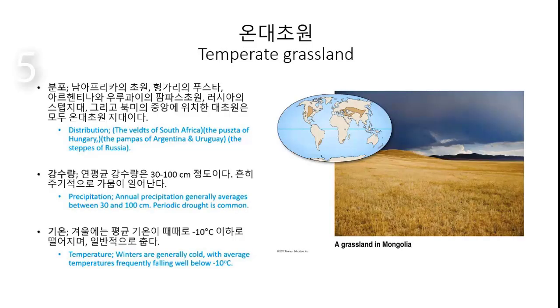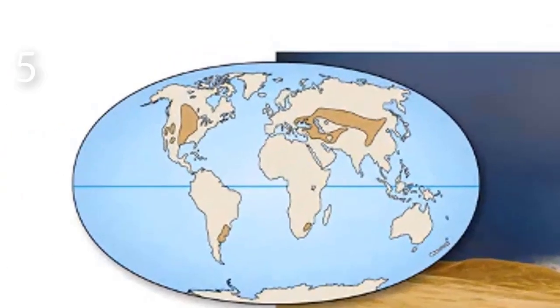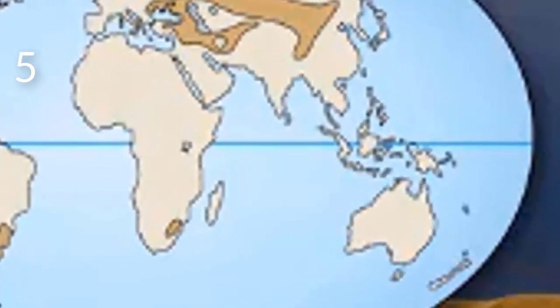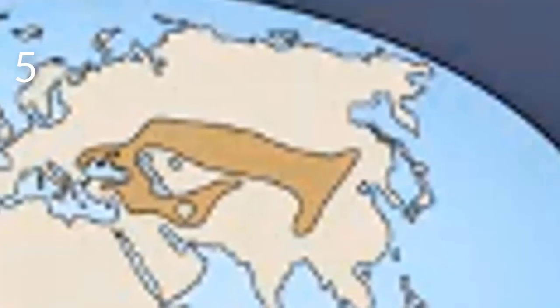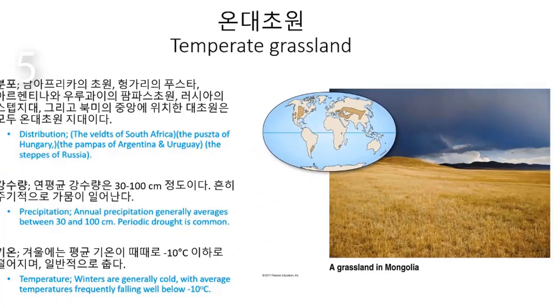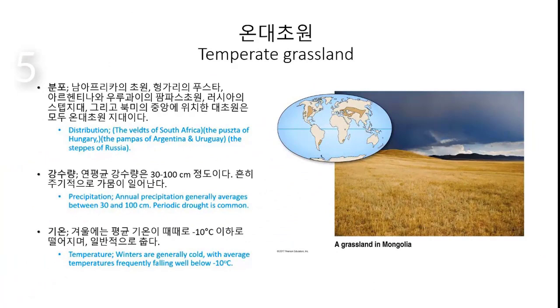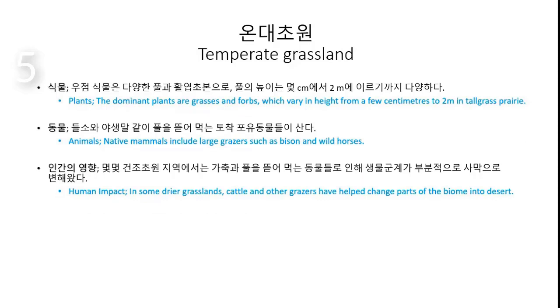Number 5. Temperate grassland. Distribution. The Velds of South Africa, the Puszta of Hungary, the Pampas of Argentina and Uruguay, the steppes of Russia, and the plains and prairies of central North America are examples of temperate grasslands. Precipitation. Annual precipitation generally averages between 30 and 100 centimeters. Periodic drought is common. Temperature. Winters are generally cold, with average temperatures falling below -10 degrees Celsius.